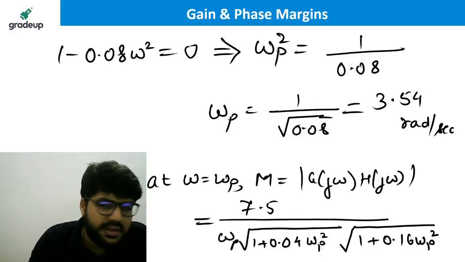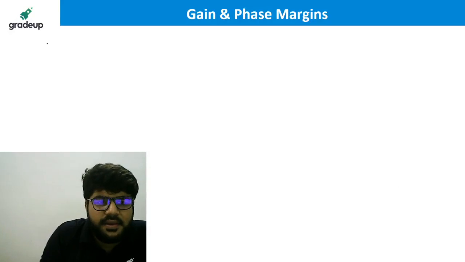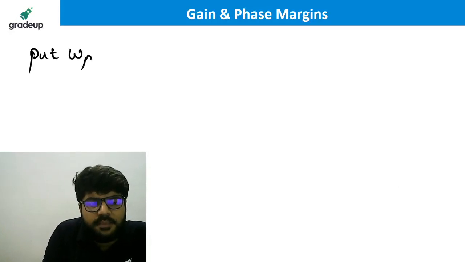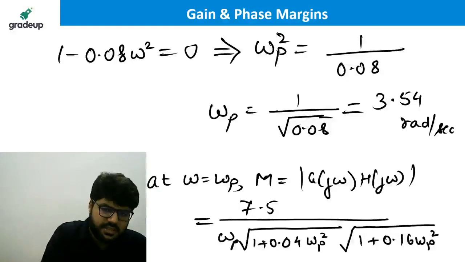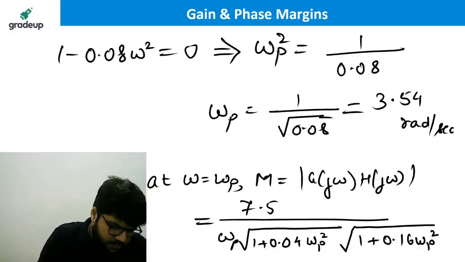Now put down omega p equal to 3.53, 3.54, whatever. Approximately you can put that, and the magnitude will come up as, see, I'll just solve the calculation. 0.04 omega square, omega square will directly come. Omega square is actually 12.5. So accordingly, I will take 1 plus 0.16 omega square.